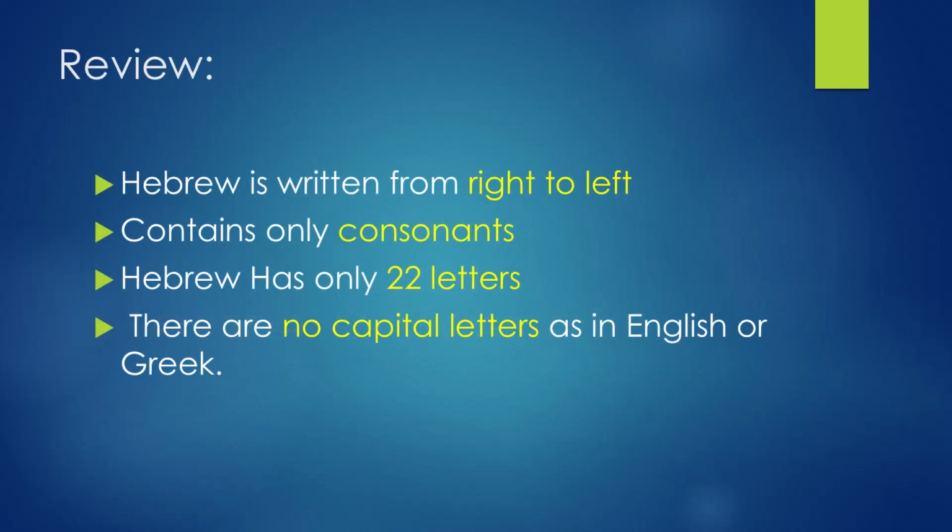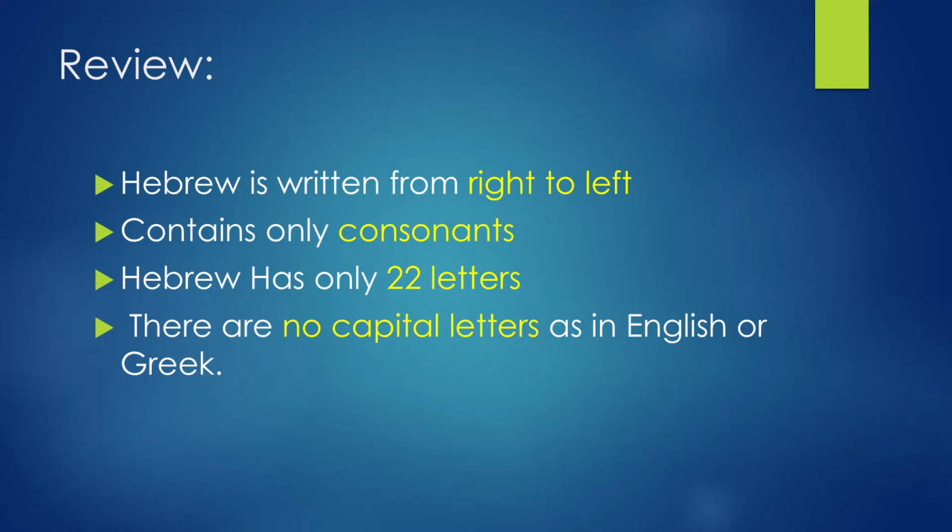So we move on to review what we've looked at so far in chapter 1. We're looking at the Hebrew alphabet, and we said that when you're writing in Hebrew, you write from right to left. And when you're reading Hebrew, you read from right to left. That is the complete opposite of English. In English, you write from left to right. But in Hebrew, you're writing from right to left. That is the most important point.